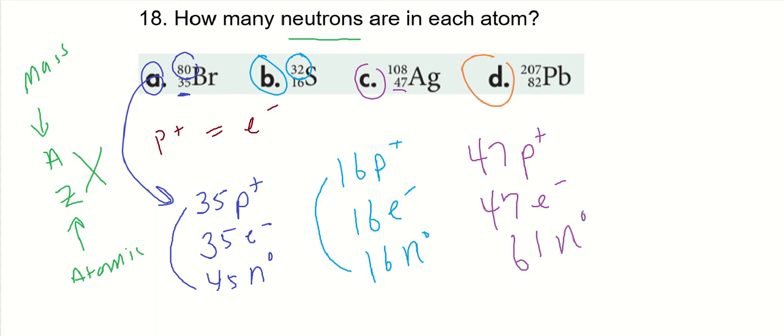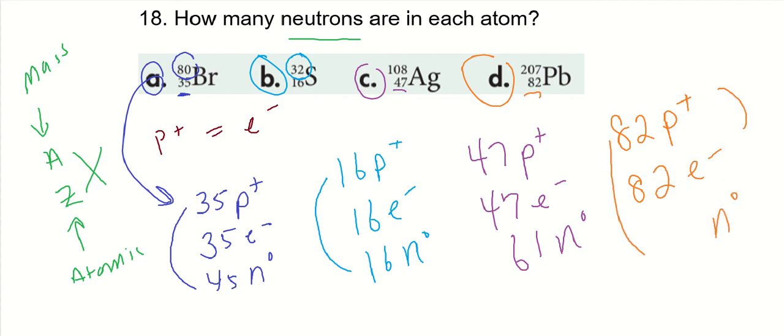Finally, over to D, lead. Atomic number tells you the number of protons, 82 protons. These are all neutral atoms, so protons equal electrons. Now the protons and the neutrons make up the mass. Again, let's just do big number minus small number. 7 minus 2 is 5. 20 minus 8 is 12. 125 neutrons.